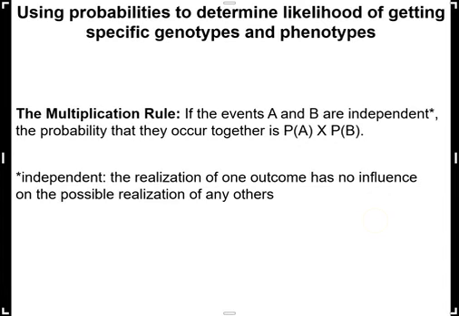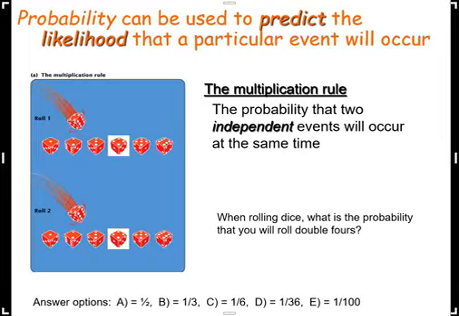But first a reminder, we're talking about if events A and B are independent, right? So that means that the events happening in B are not dependent on what happens in A. These are two independent things. So let's think about this with regards to dice, right? When rolling a dice, what is the probability that you will roll double fours? So you're rolling two dice. What's the probability of rolling double fours?